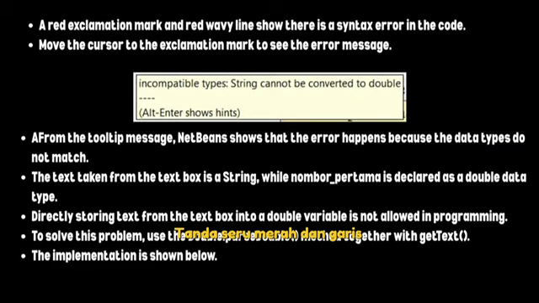A red exclamation mark and red wavy line show there is a syntax error in the code. Move the cursor to the exclamation mark to see the error message from the tooltip. NetBeans shows that the error happens because the data types do not match. The text taken from the text box is a string, while number_pertama is declared as a double data type. Directly storing text from the text box into a double variable is not allowed in programming. To solve this problem, use the Double.parseDouble method together with getText. The implementation is shown below.